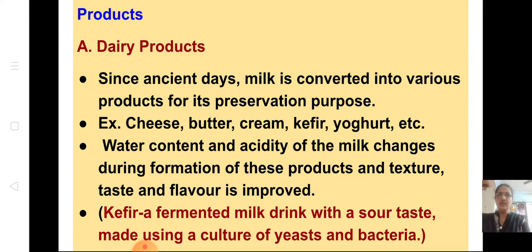Examples: cheese, butter, cream, kefir, yogurt. What is kefir? Kefir is a fermented milk drink with a sour taste, made using a culture of yeast and bacteria. Yogurt, all these you know. The water content and acidity of the milk change during formation of these products, and the texture, taste and flavor are improved. So what happens when we do this fermentation process? The acidity of the milk changes, the texture changes, and the taste is also improved.